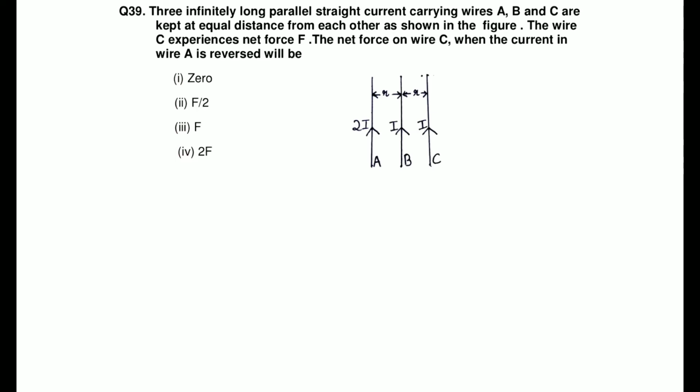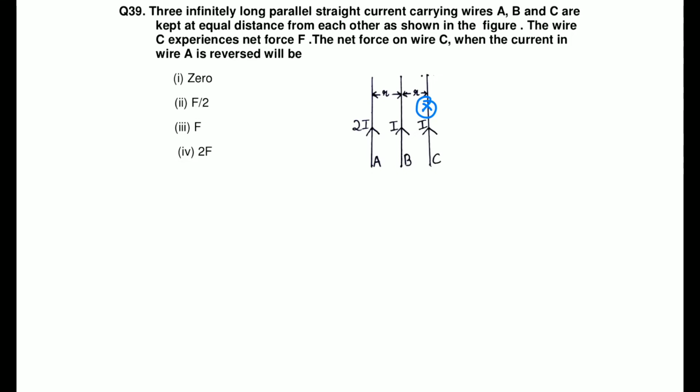So let's first talk about this net force experienced by the C wire because of the combined effect of both A and B. Let's first talk about the effect of B on C. We have this B wire, which is infinitely long, and some current I is flowing through it, and the distance between your C wire and your B wire is R. With the help of the right hand thumb rule, we can find the direction of the magnetic field produced by the current carried by B on wire C. When I do the right hand thumb rule, I can see the magnetic field is in this direction, going inside the board.